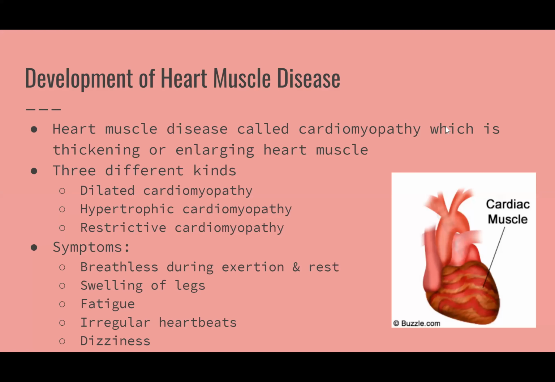So the development of heart muscle disease, also called cardiomyopathy, is the thickening or enlarging of the heart muscle. There are three different kinds: dilated, hypertrophic, and restrictive. Symptoms include breathlessness during exertion and rest, swelling of legs, fatigue, irregular heartbeats, and dizziness. Next slide.